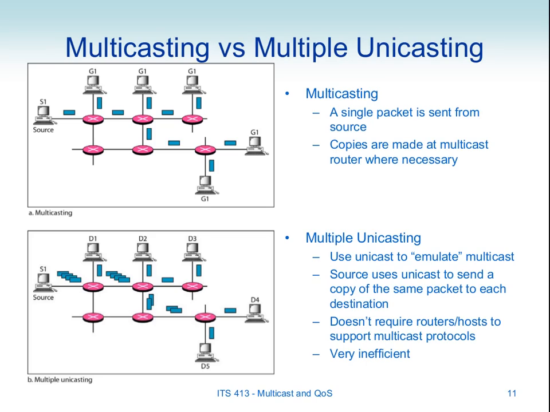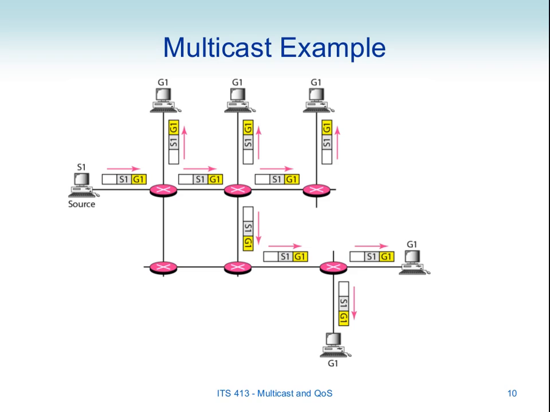Let's finish with one example of multicast. Here's an example of multicast in the internet. We have a source. Let's say it's a server that's sending data for a live video stream. And there are many hosts that are trying to watch that same live video stream. So they all want to receive the same data.